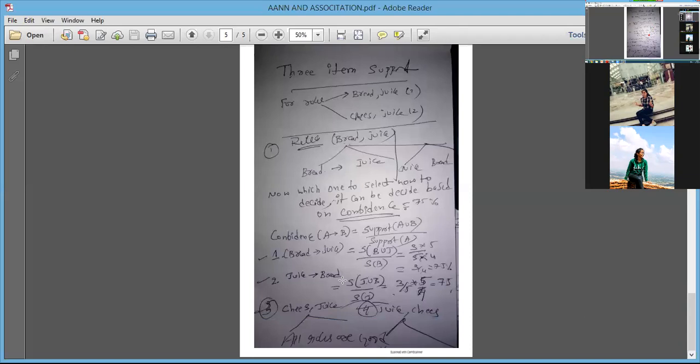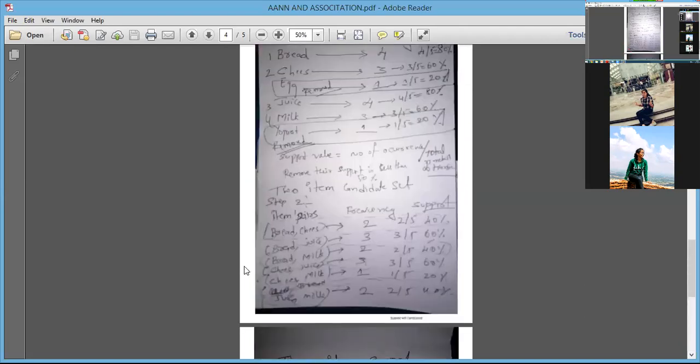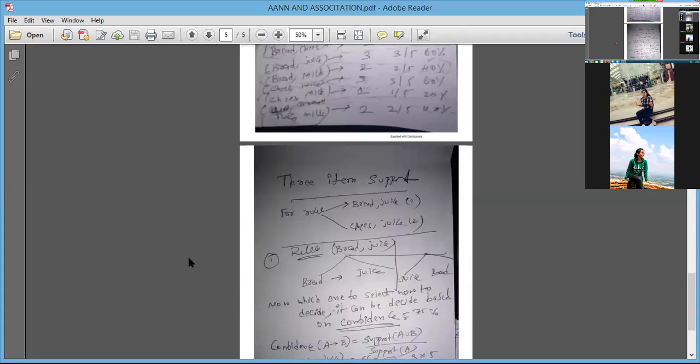Or there is juice and bread. How to go from juice and bread? It's a reverse. Okay, support of B union J, that is nothing but bread union J, or you can say support of juice union B divided by support of juice. Now again, what's the support of juice union B? Okay, bread, they are vice versa. Bread to juice, juice to bread. So it will remain 3 by 5 itself. Keep it in your mind. 3 by 5 itself.